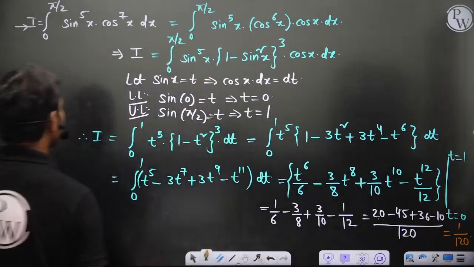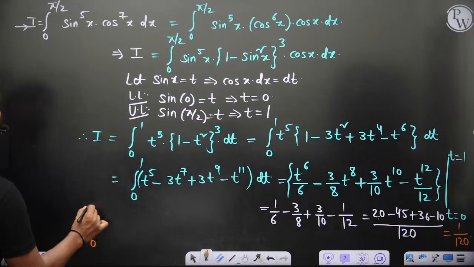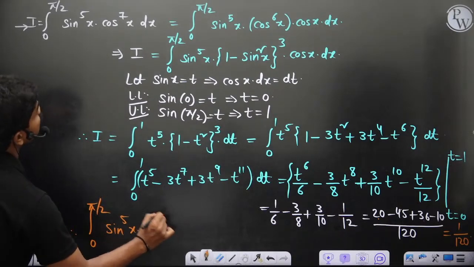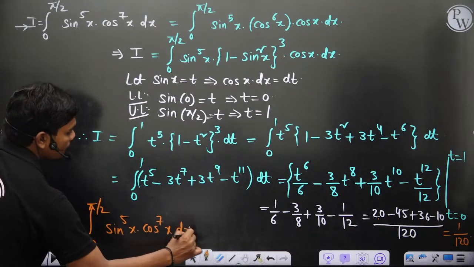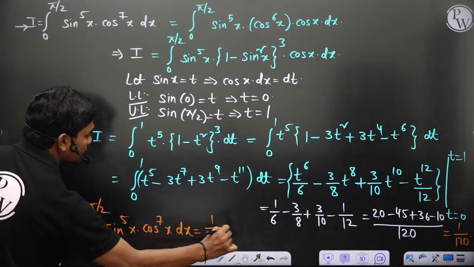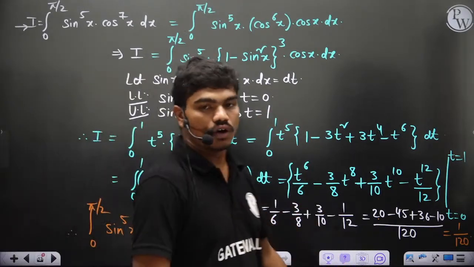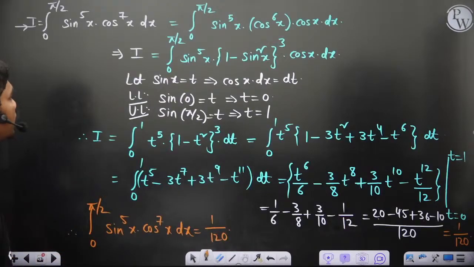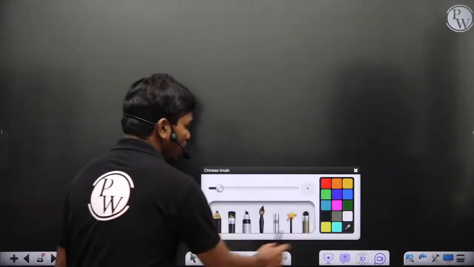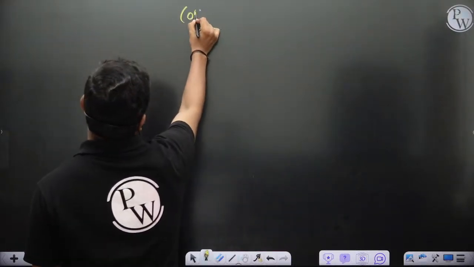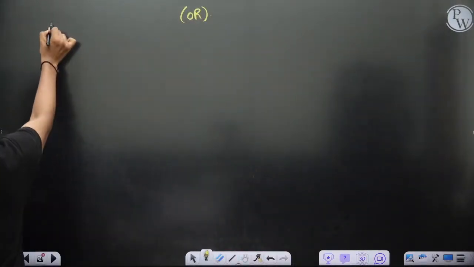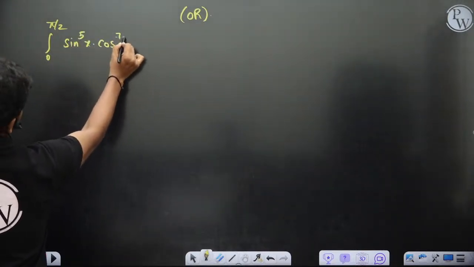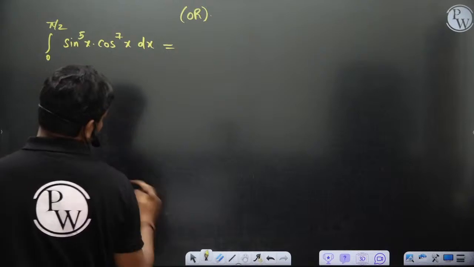Therefore integral 0 to pi by 2 of sin^5 x into cos^7 x dx is equal to 1 by 120. But you have done a lot of things to get this answer. If you know the reduction formula, you can get this answer within a single line. Let's see how you can get that. The method is integral 0 to pi by 2 sin^5 x into cos^7 x dx.